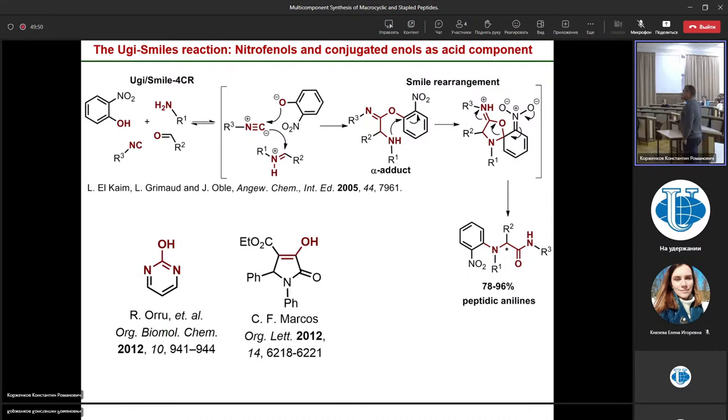Giving rise to this. Very striking for our purpose, for our design of new heterocycle synthesis, was the report by Orru and Marcaccini in 2012 that the heterocyclic enols and the conjugated enols were also capable of participating in this type of reaction, okay? So this enol, because of the conjugation to the other carbonyl groups, is acidic enough to protonate the imine, but it's also nucleophilic enough to participate in the type of rearrangement that the typical alpha adduct, after the addition of the two components to the isocyanide, has to undergo. It has to be an irreversible rearrangement to be the driving force of the isocyanide-based multicomponent reaction, okay?